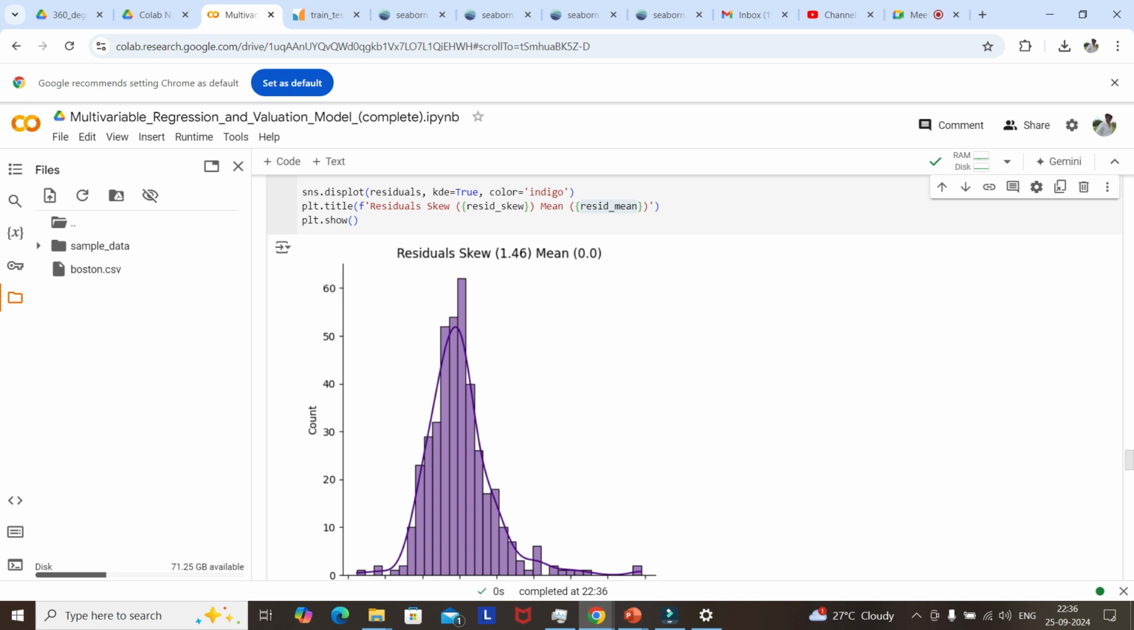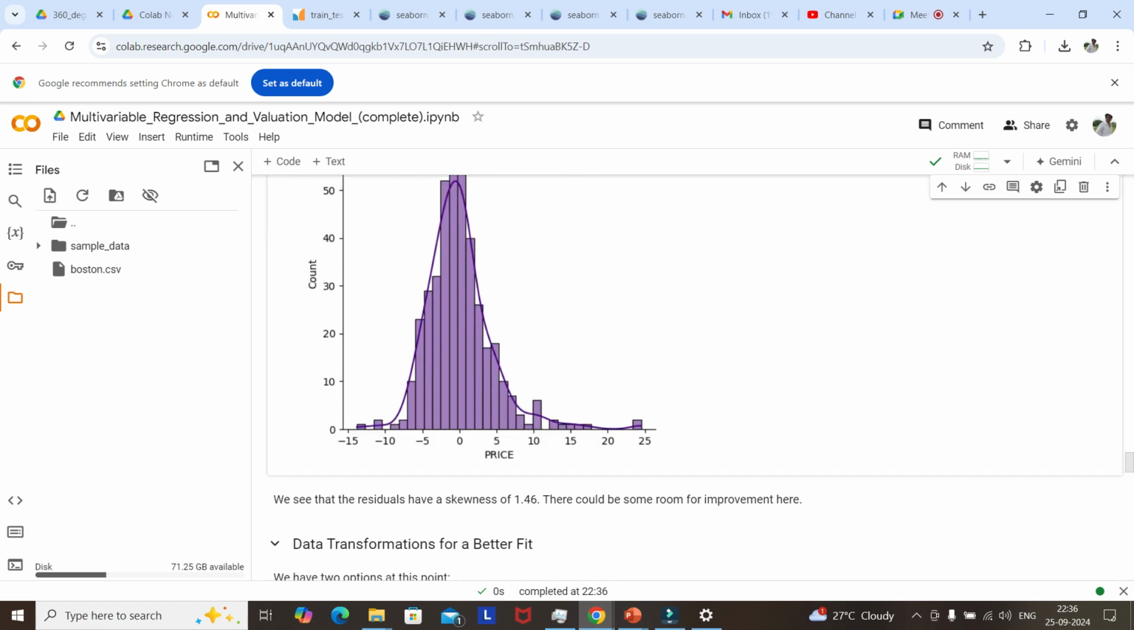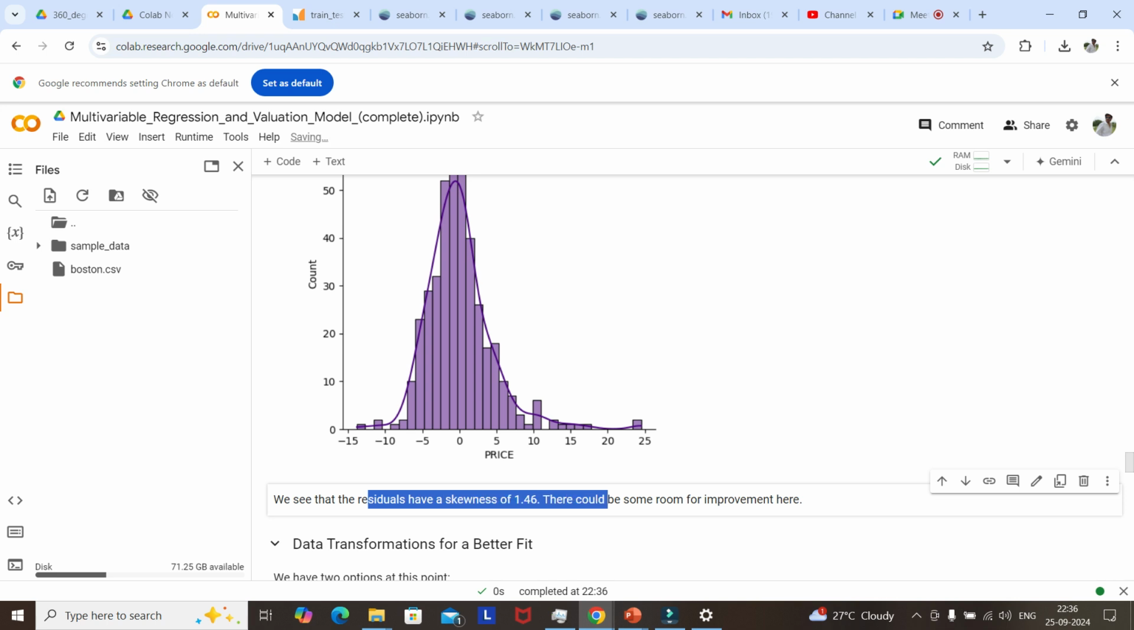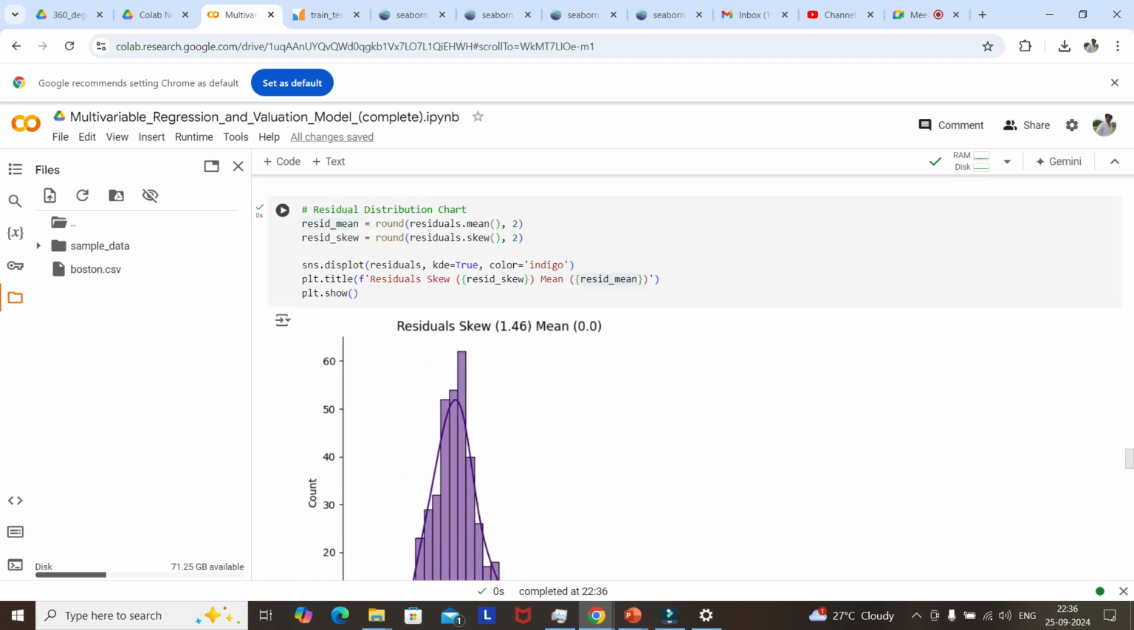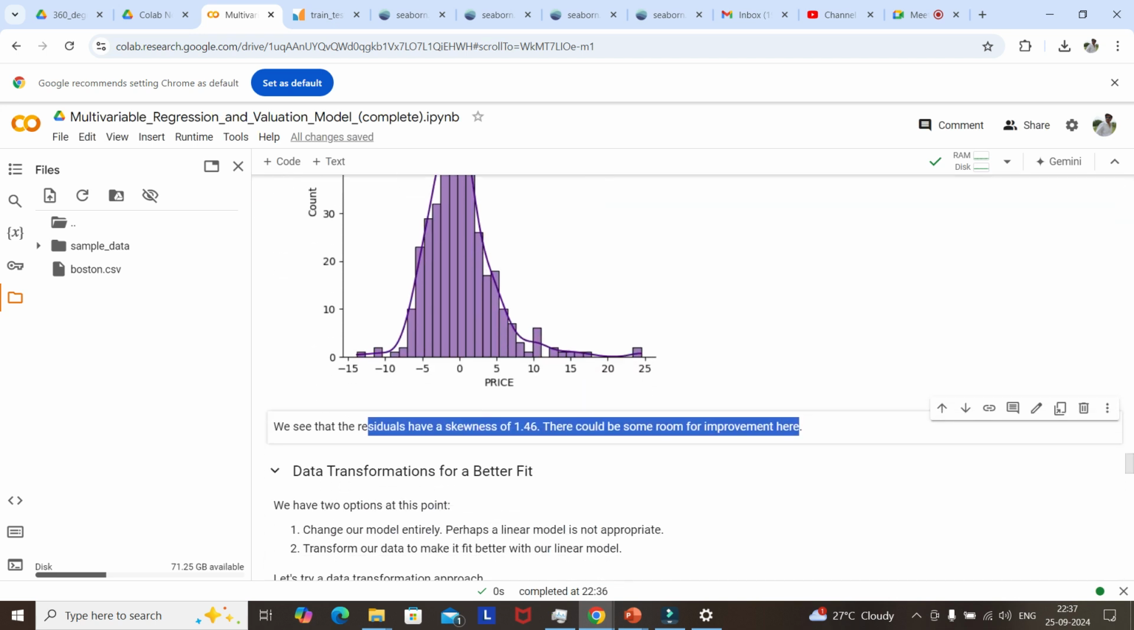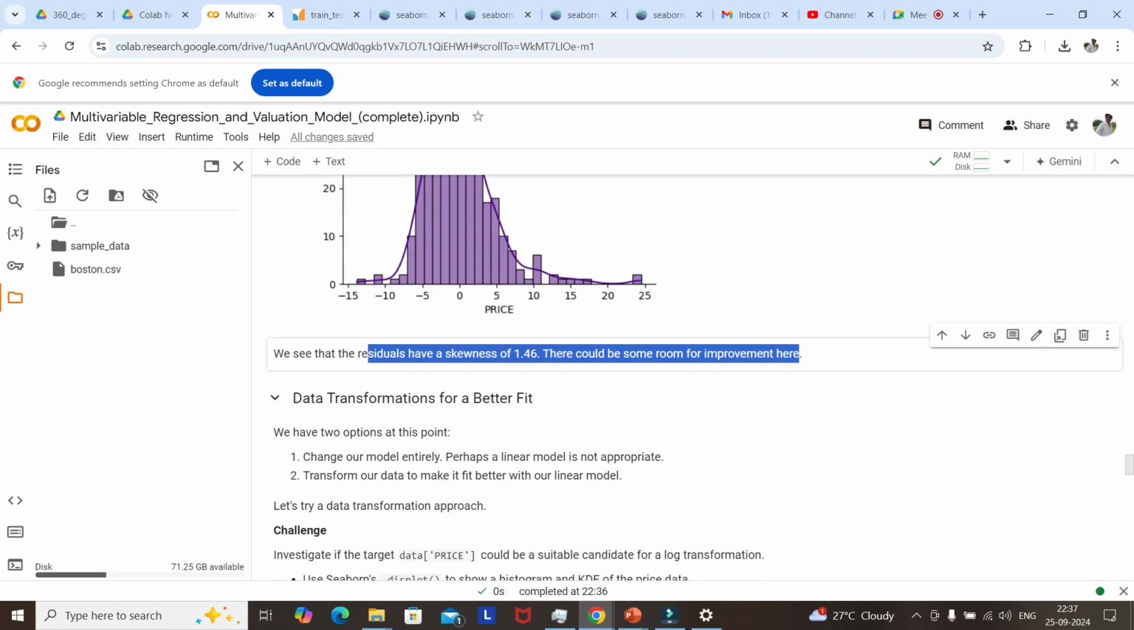The mean is actually near 0, but if you see the skew, it is not 0, it is above 1.46 for the residuals. Exactly. We can't go with this, because our model is not exactly predicting whatever we are expecting; it is far beyond the model's prediction values. How we can fix that, we will see tomorrow.